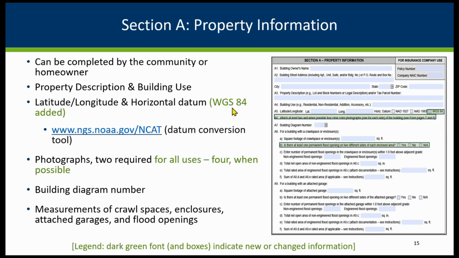You're going to enter the latitude and longitude as well as the horizontal datum. And what we want to note here is that new to the elevation certificate, you can now use WGS 84 horizontal datum. Coincidentally, that is the same horizontal datum that's used by Google Earth. So if you're a Google Earth user, you can now use that for your lat longs. Also make note, if you're a surveyor or a community and the horizontal datum that you're using isn't one of those listed on the elevation certificate, be aware there are a number of datum conversion tools available to you online.